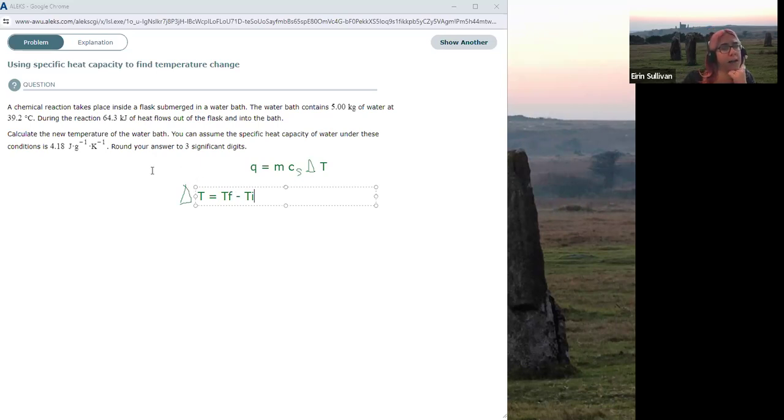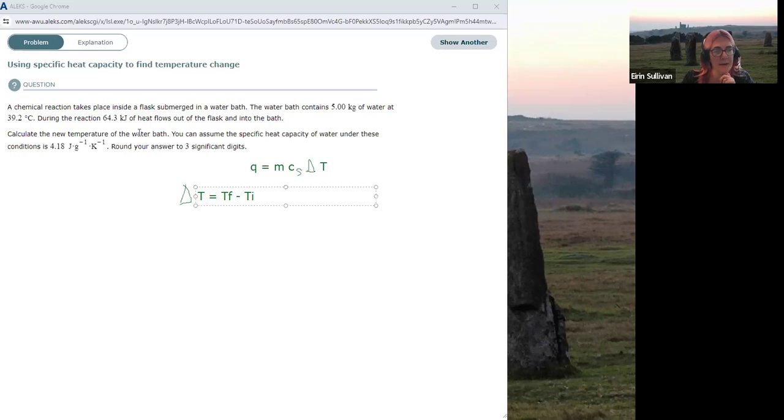Okay, so in this case, we are asked for the new temperature of the water bath. So you need to think about this. During the reaction, heat flows out of the flask and into the bath, so my final temperature should be hotter than my initial temperature. Just make sure that you've read that carefully before you start plowing in, just chugging numbers in, okay?